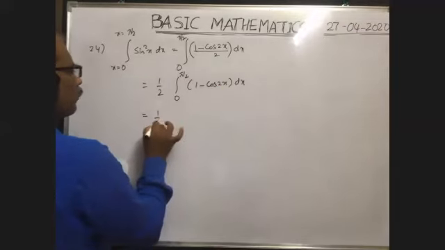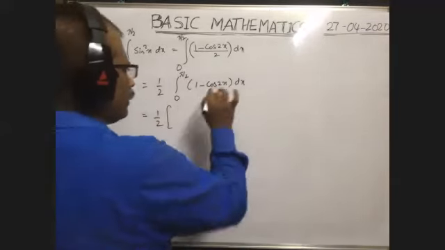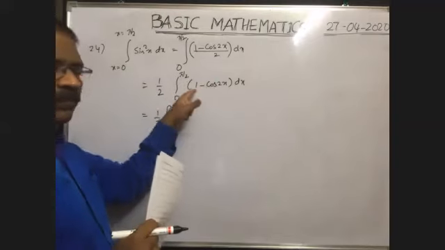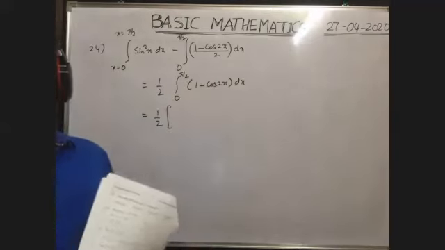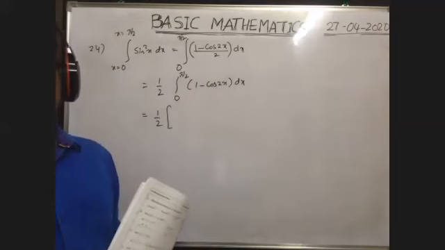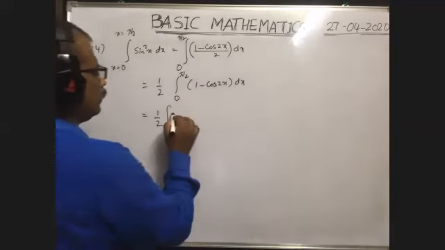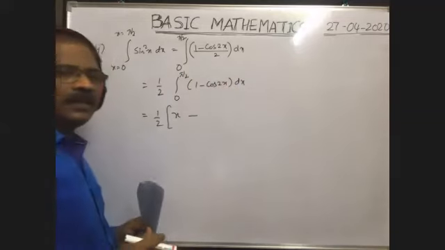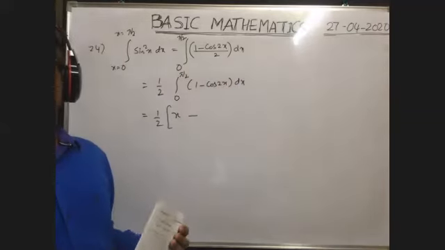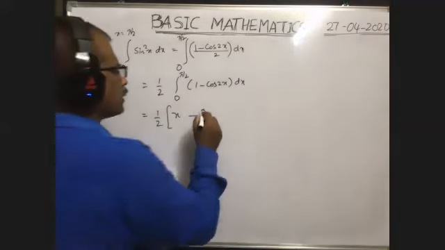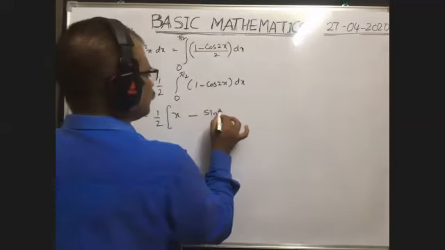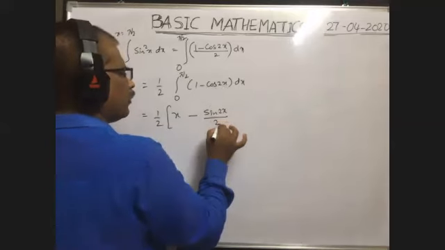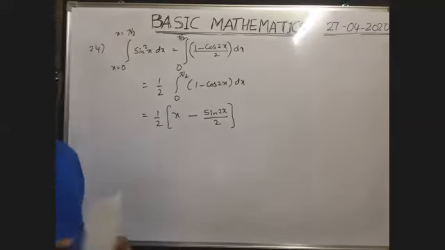This is equal to 1 by 2 into, now you tell me what you will get on integration. Integral 1 into dx means integral dx. Integral dx means x, very good, minus integral cos 2x dx. Integral cos 2x dx means sin 2x whole by the coefficient of x, which is 2. That's why here you have to write 2. Okay, sin 2x by 2.